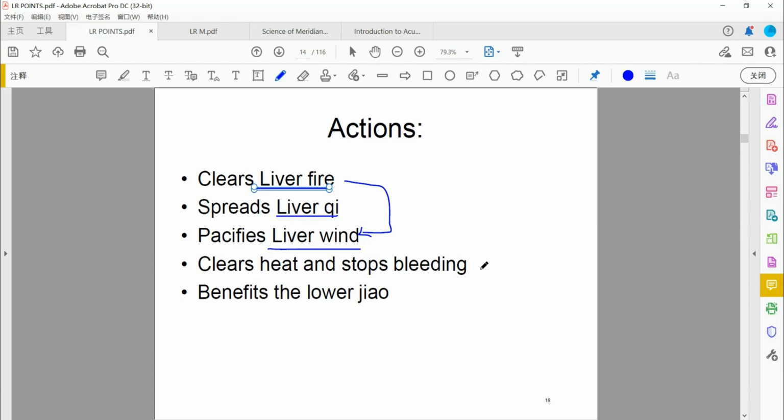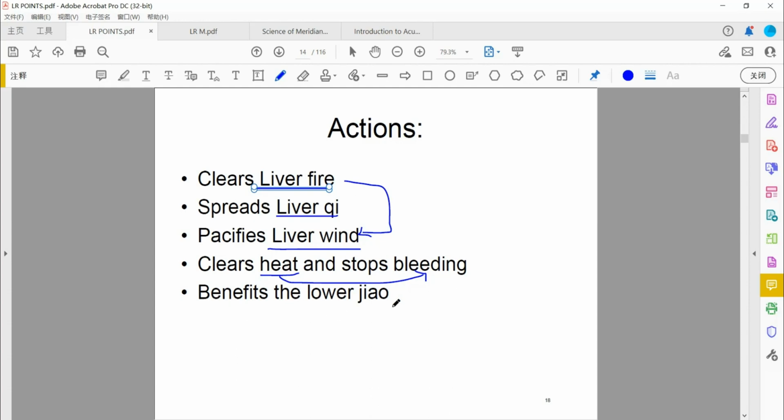Clear the heat and stops bleeding. Heat disturbs the blood sea, so it will drive the blood to run crazy in the vessel or run out of the vessel. So there will be bleeding.